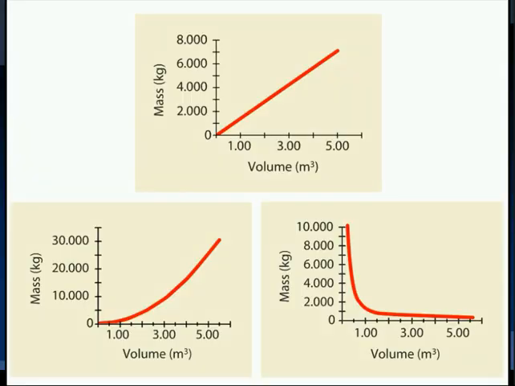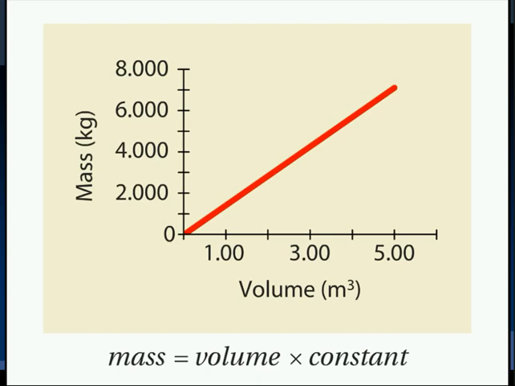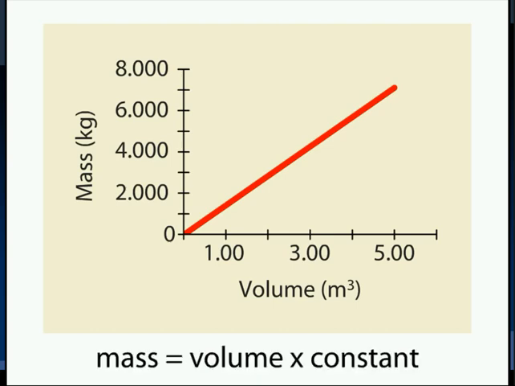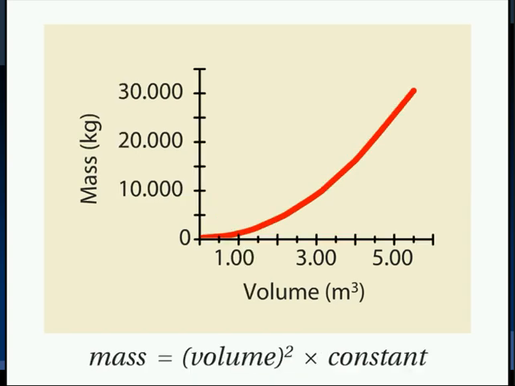The shape of a graph can tell you about the relationship between sets of data. This graph shows a linear relationship. As the mass increases, the volume increases. This graph is similar to the linear graph except that it is not a straight line. It curves, becoming increasingly steep.